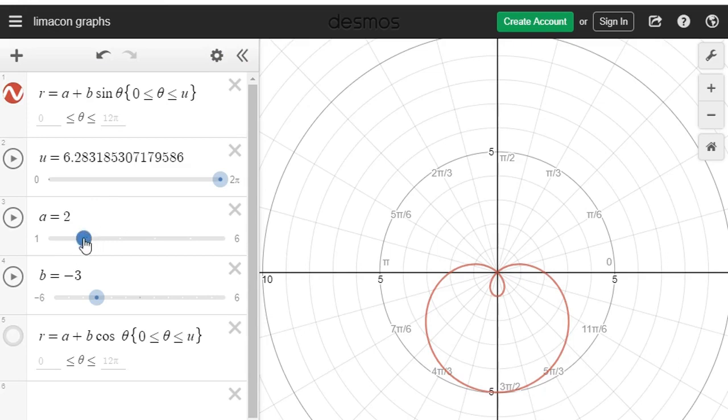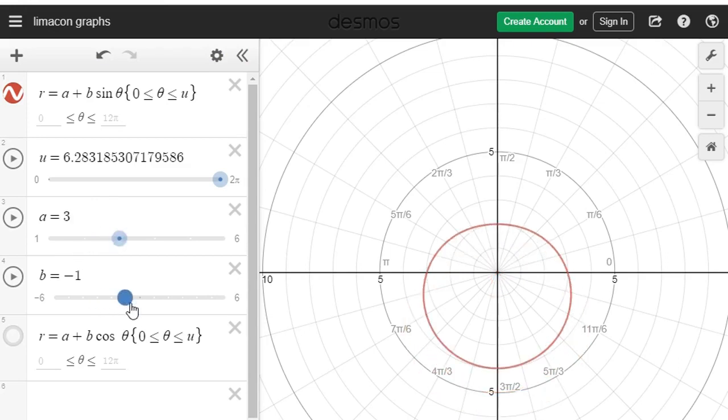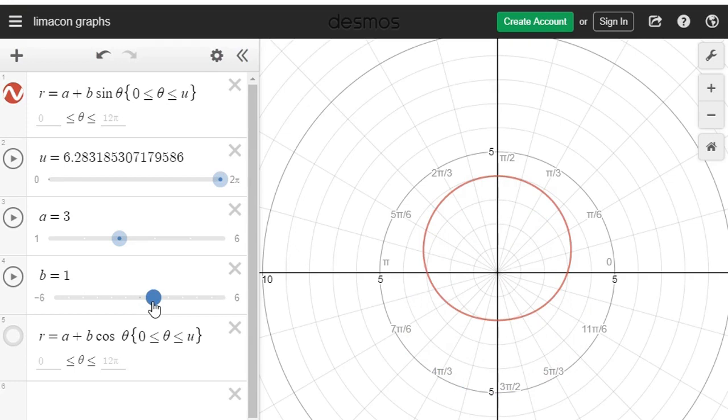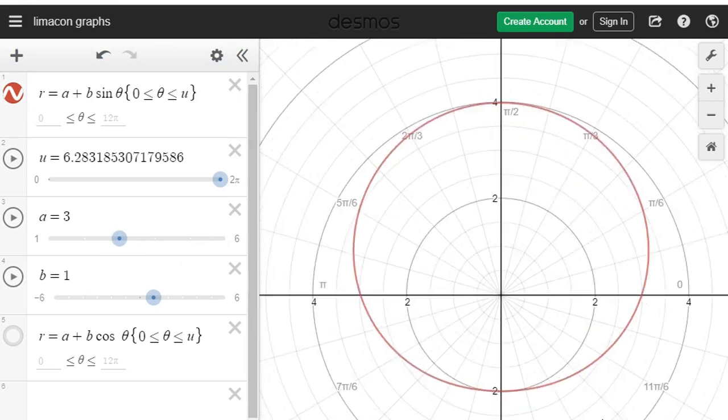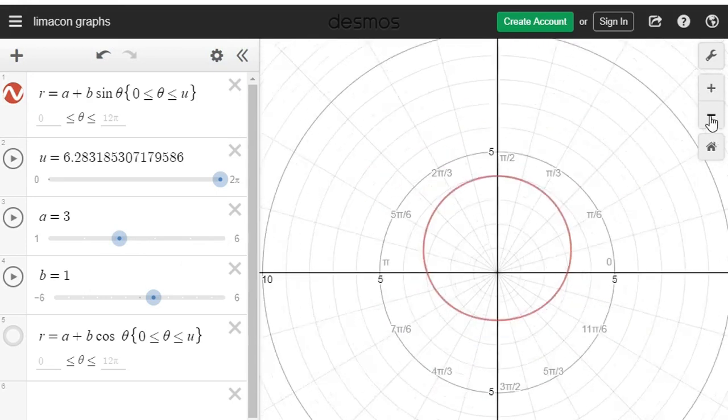Then if we have 3 plus 1, we have one of these. This again has a dimple, even though it's not that easy to see. But this is how the graph looks.